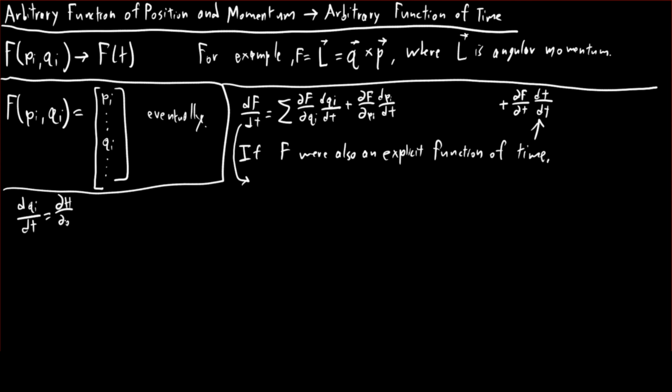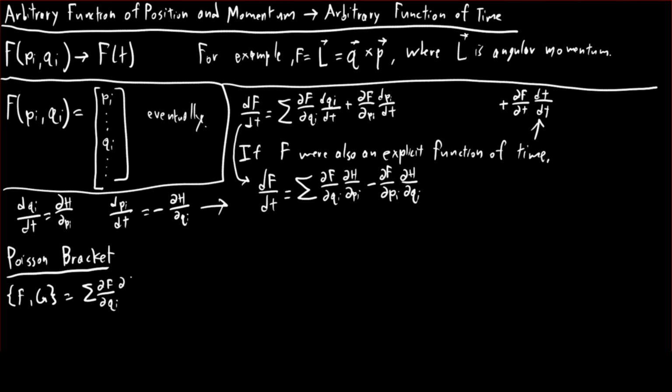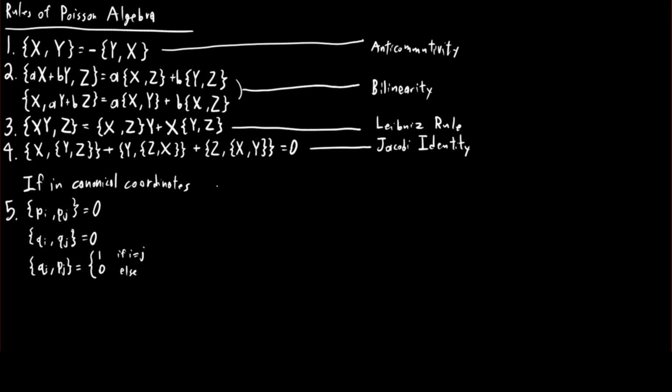Using Hamilton's equations, we can replace time derivative terms in this expression with derivatives of the Hamiltonian with respect to the position and momentum coordinates. Apparently, expressions like these came up in Poisson's work so often that he decided to invent the Poisson bracket. The Poisson bracket has this definition. Using the Poisson bracket, we can rewrite the time derivative of f as the Poisson bracket of f with the Hamiltonian. The Poisson brackets have an algebraic structure that can make life a lot simpler.